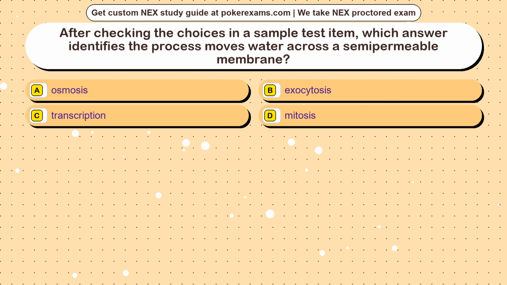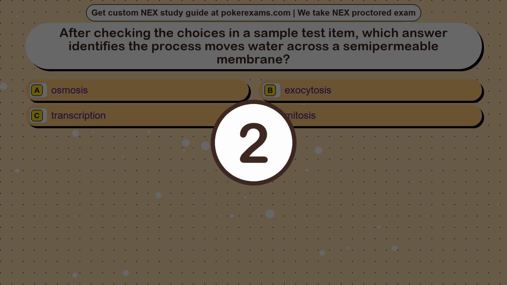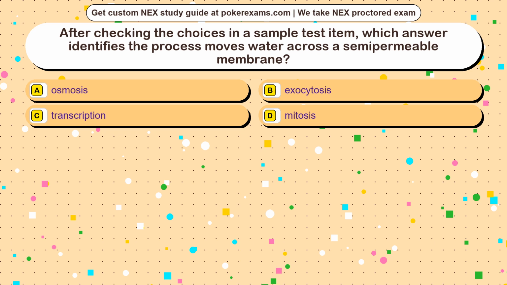Question 3. After checking the choices in a sample test item, which answer identifies the process that moves water across a semipermeable membrane? Option A, osmosis. Option B, exocytosis. Option C, transcription. Option D, mitosis. The correct answer is option.